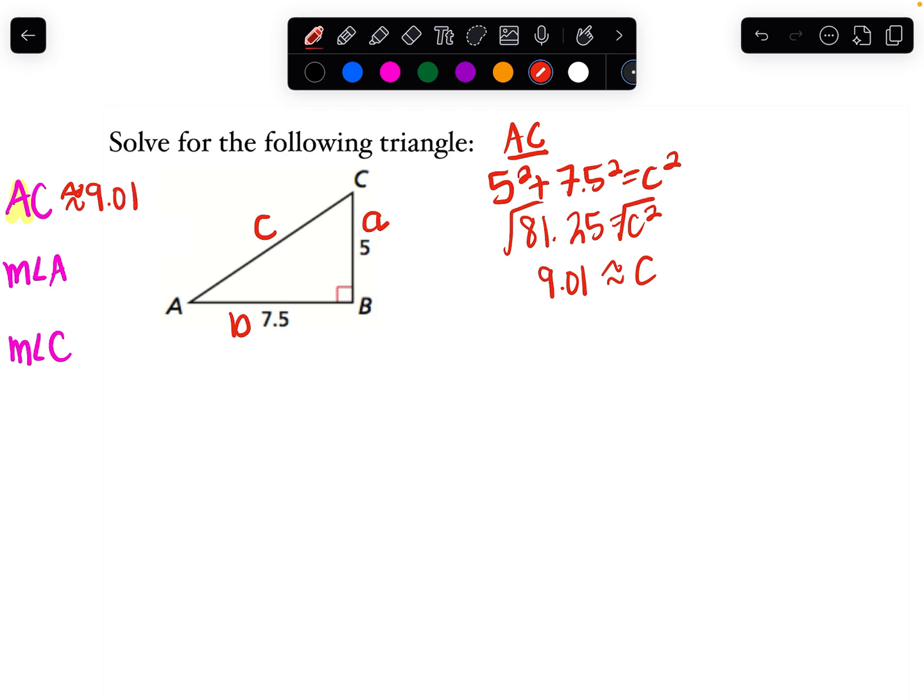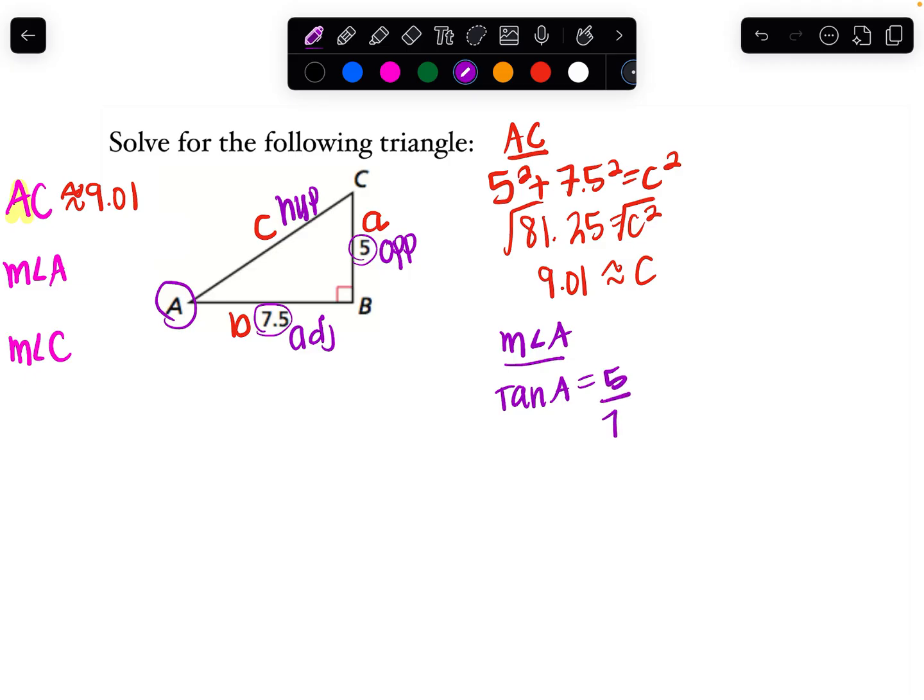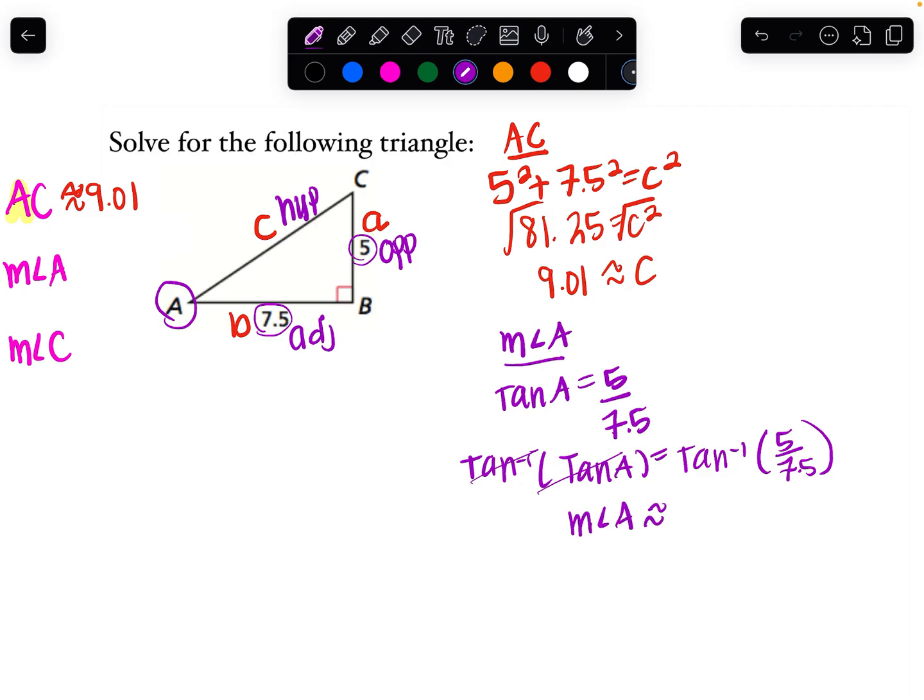So now we're going to solve for the measure of angle A. So if A is my reference angle, we have our hypotenuse, our opposite, and our adjacent. Again, I'm going to be using the 2 values that I know to be exact, so opposite and adjacent. So tangent of A is 5 over 7.5. Doing inverse tangent on both sides. Again, the inverse tangent and the tangent cancel. So then we get that the measure of angle A is approximately 33.69 degrees.